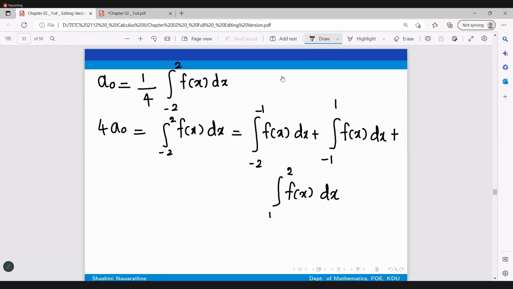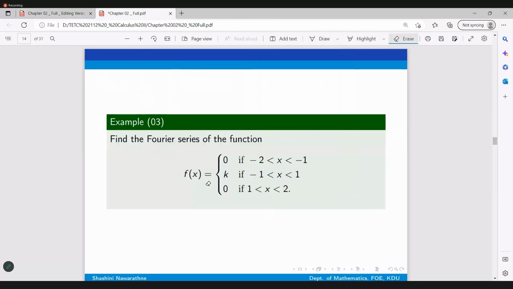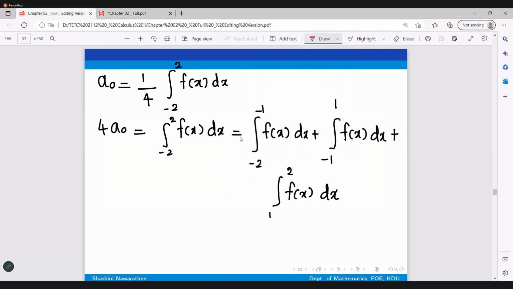And then if we go back to our original problem, from minus 2 to minus 1, the function is equal to 0. And from minus 1 to 1, the function is equal to k. And from 1 to 2, again, it's 0. So this is equal to 0 because it is from minus 2 to minus 1, and from minus 1 to 1, this is equal to k, and from 1 to 2, it's again equal to 0.